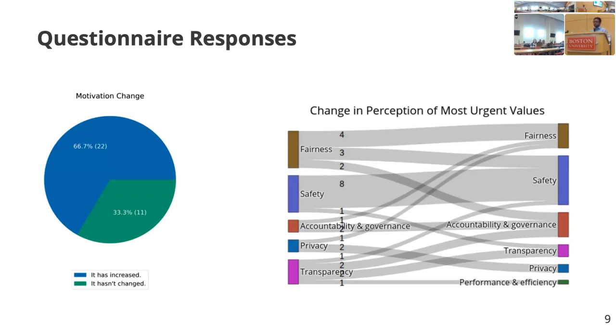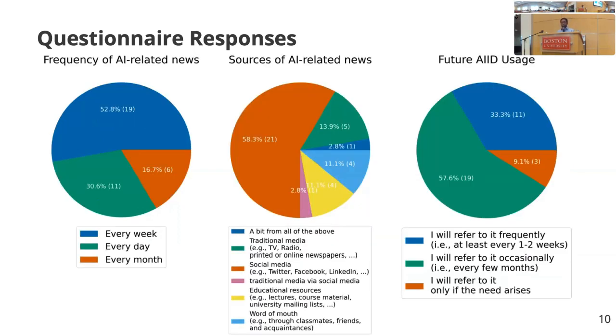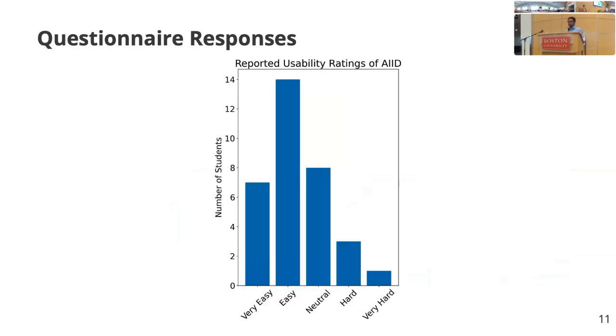Additionally, comparison between the pre and post-activity responses on the ML value-related questions suggests that interacting with AIID shifted students' priorities towards issues of safety and accountability and governance at the cost of focus on other issues. We conjectured that the database's reports with incidents related to autonomous vehicle accidents and data misuse could have caused these shifts. Regarding the students' AI news and report habits, we find that most students tend to hear about such news every week, typically through a mixture of social media and traditional media. Students also reported that going forward, they would refer to the AIID occasionally or frequently, suggesting that the resource is useful but may warrant some improvements.